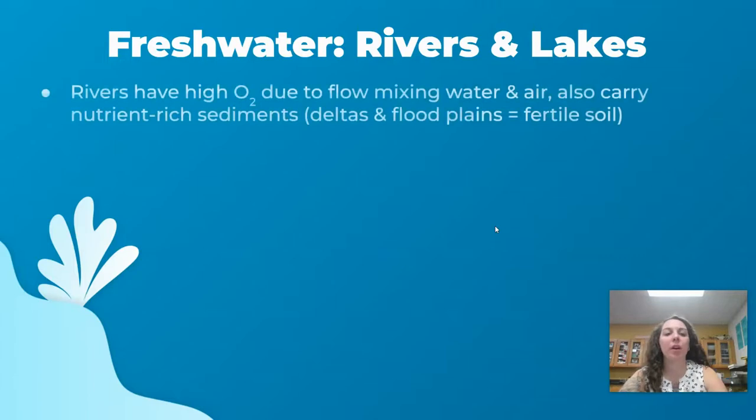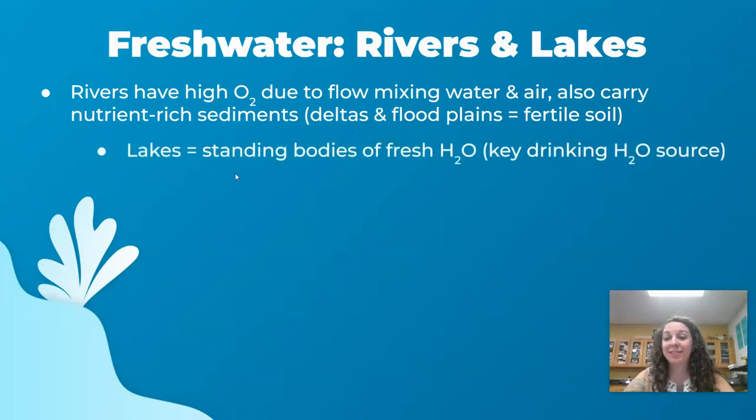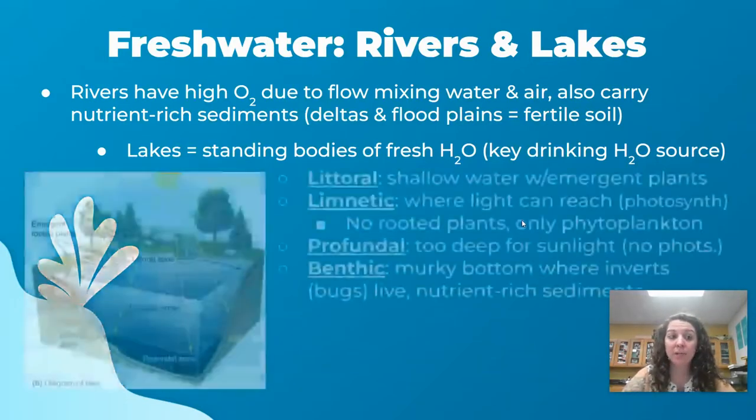So with our freshwater, rivers are going to have very high oxygen levels because they're flowing, mixing water and air together, and they're also going to have very nutrient-rich sediments. As they flow, the erosion that they cause is going to pull some of those sediments into the water. So we're going to see these deltas and floodplains having very fertile soil. Lakes are just standing bodies of water, so they don't have as high levels of dissolved oxygen, but they are a very key drinking source for humans and organisms.